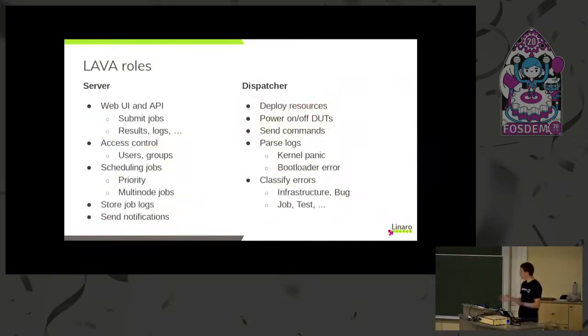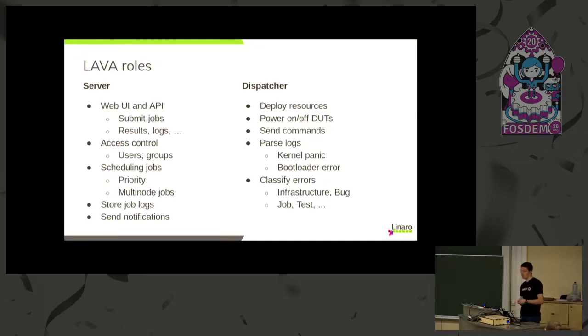So just the roles between the server and the dispatchers, because they are really different. The server is a web interface, so it's what the user will use. So you have the web UI, the API, so you can, as I say, submit jobs, see the results, get the logs. It will do the access control, it will do the scheduling, and it will also store the logs that are sent from the dispatchers. And it will also send notifications, but we don't really care.